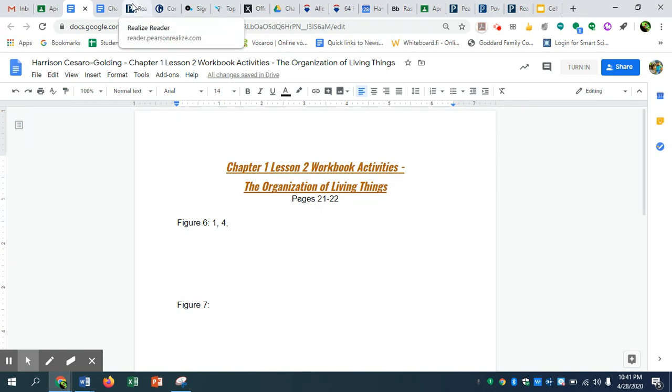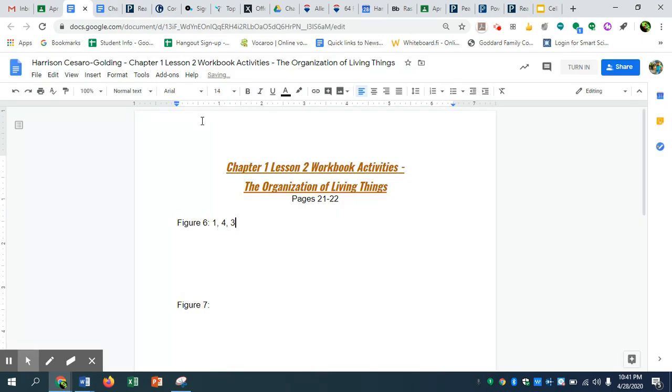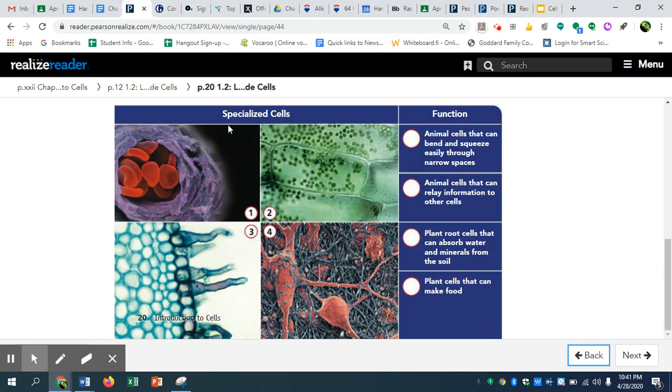Okay. So now we're on to plant root cells that can absorb water and minerals from the soil. So take a look at these pictures. We've already eliminated 1 and 4. Which one looks like its roots going into the ground? And you might guess that would be number 3, because it looks like these could be roots. So our next number would be 3. And then, yeah, you're like, okay, let me just write 2. But let's just take a look at it real quick. The last one says plant cells that can make food. And we've talked about this picture a lot before. These are rectangularish, and those are the chloroplasts in there.